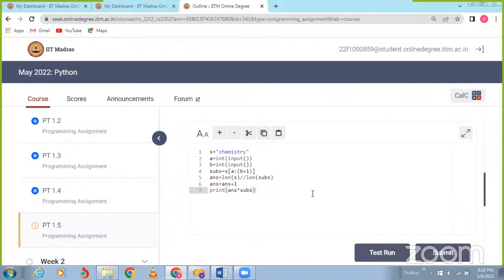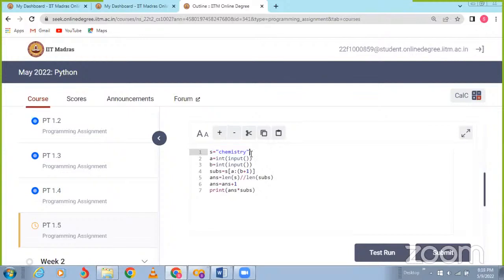So Sandhya, the reason you're getting the error is the first input. If you scroll down, the first input is a word, and then you're trying to convert that word into an integer, which is wrong. So in line number 1, instead of making it chemistry, you should accept an input there. S equals input, you can have.